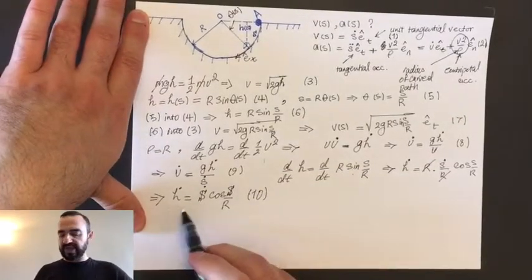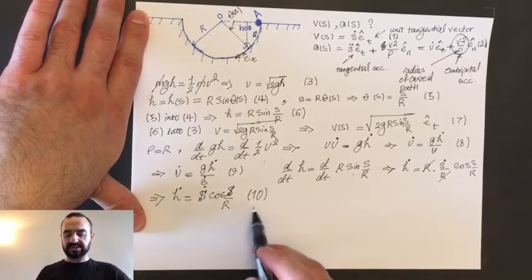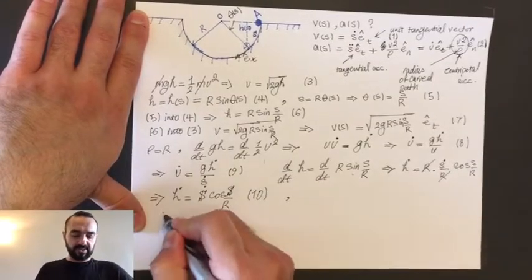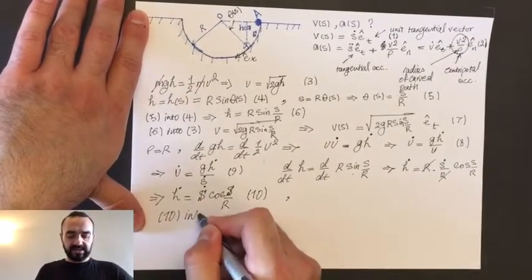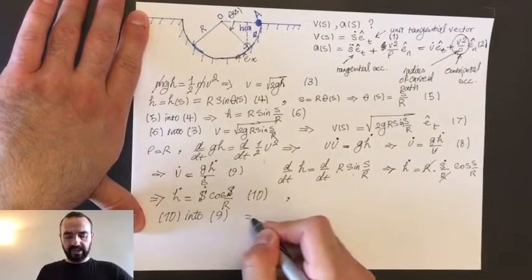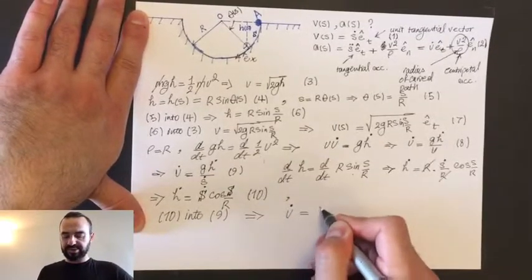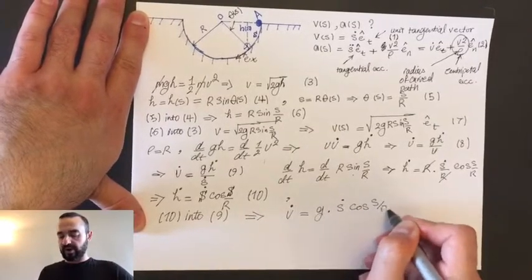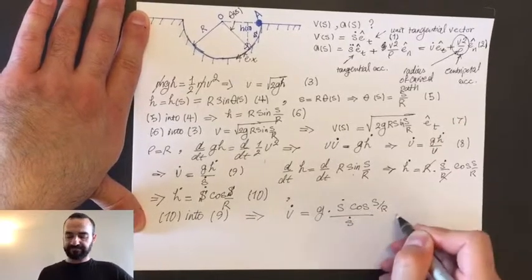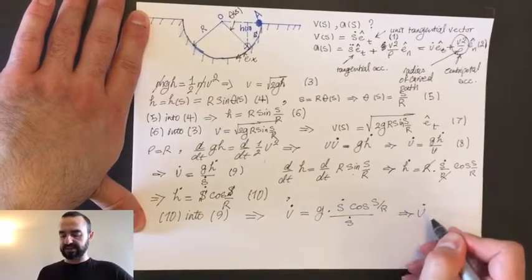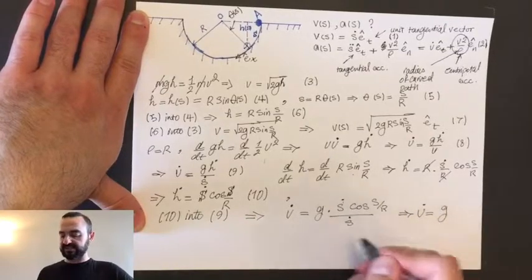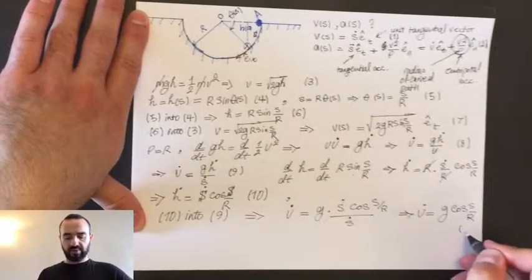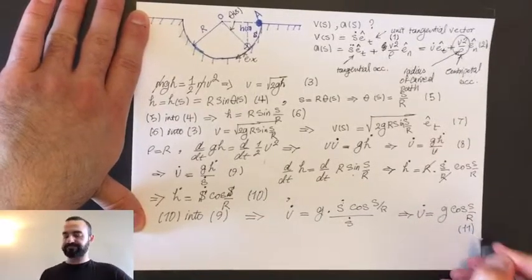So now that we have h dot, we can substitute 10 into 9 and compute v dot. So substitute 10 into 9, we get v dot equal to g s dot cosine s over r over s dot, which gives us v dot equal to g, s dot cancels with s dot, cosine s over r. And this is equation 11.